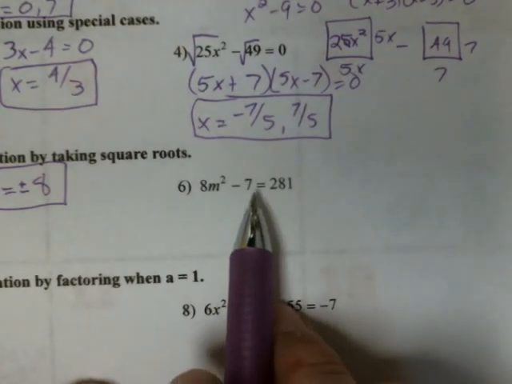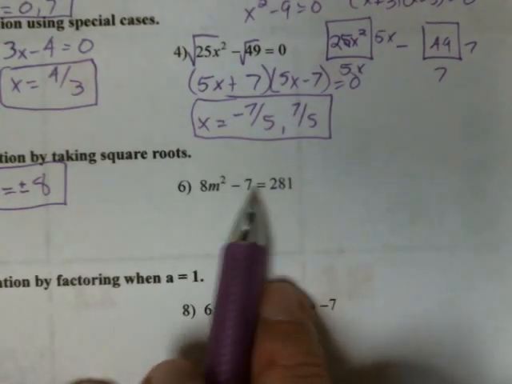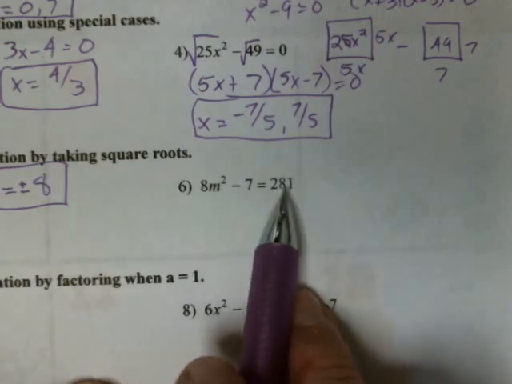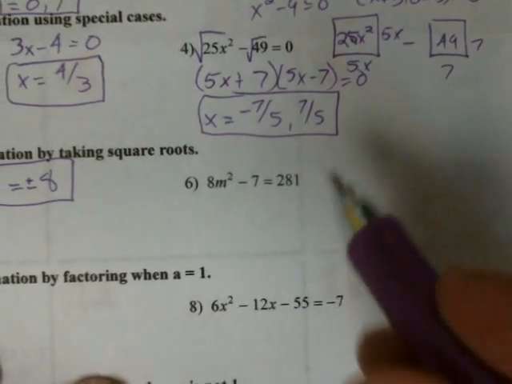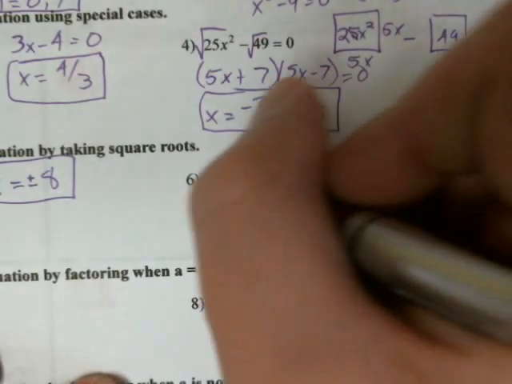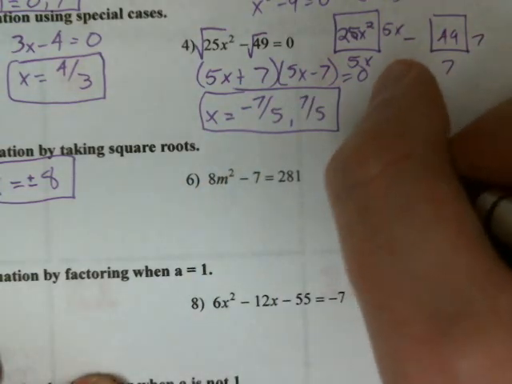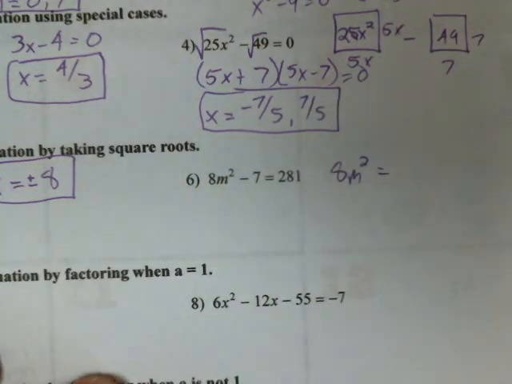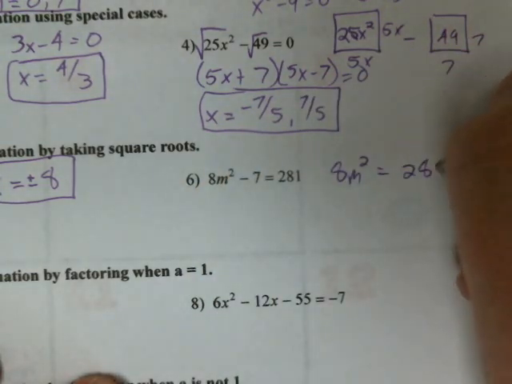Number 6, do I have the BX term? No, I don't. There's no BX term. I have the M squared term, I don't have the M term. So let's isolate the M squared. I'm going to add 7 to both sides. So I have 8M squared equals 281 plus 7 is 288.